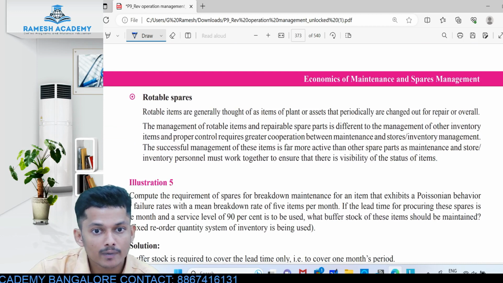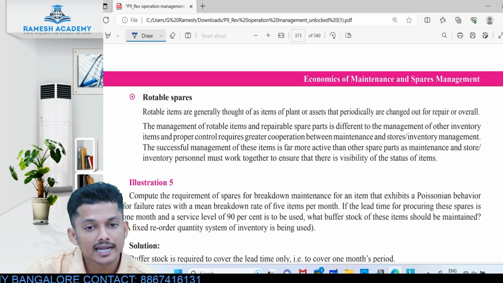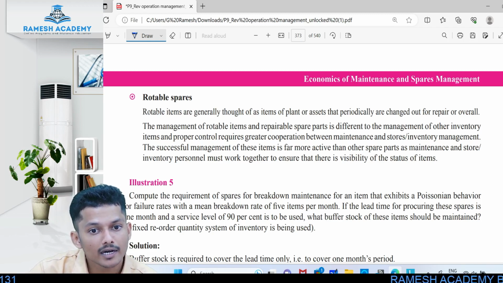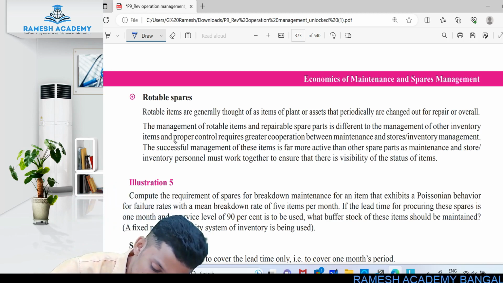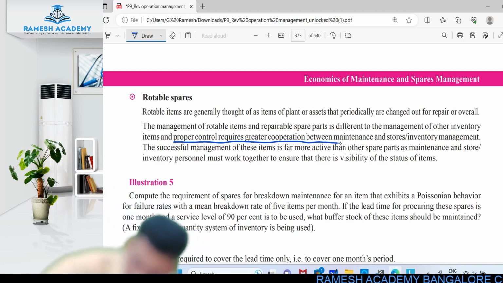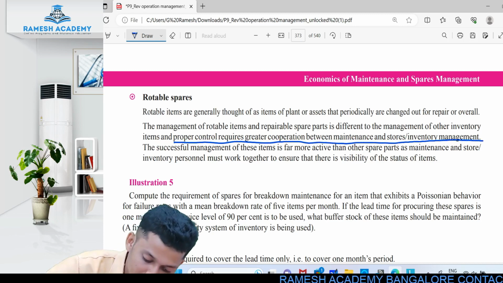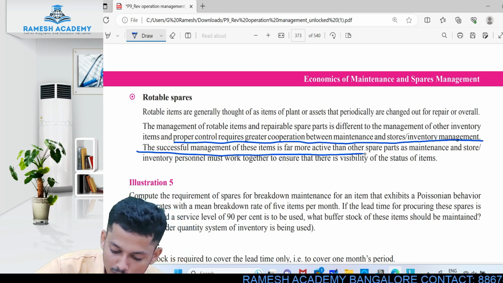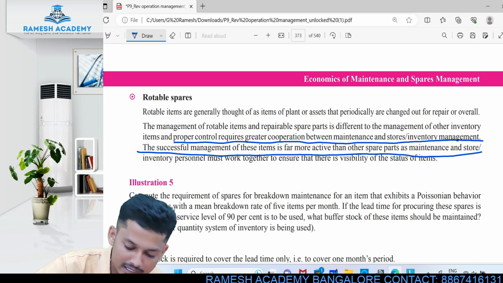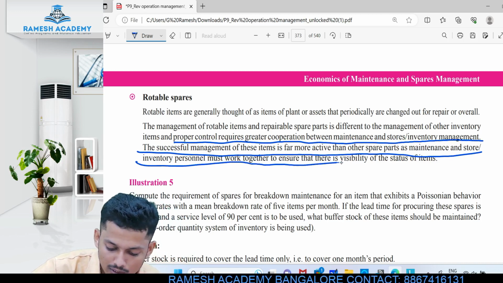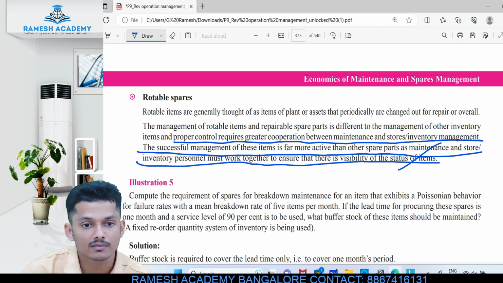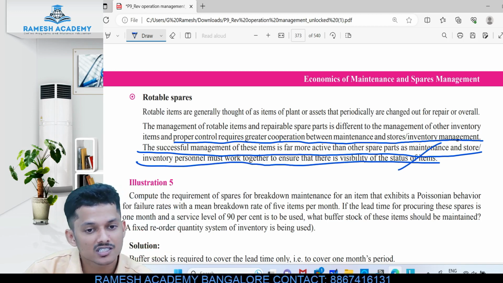Rotable spares. Rotable items are generally thought of as items of plant or assets that are periodically changed out for repair or overhaul. The management of rotable items and repairable spare parts is different from the management of other inventory items. So proper control requires greater cooperation between maintenance and stores inventory management. The successful management of these items is far more active than other spare parts, as maintenance and store inventory personnel must work together to ensure there is visibility of the status of items. Okay, so this is just theory.